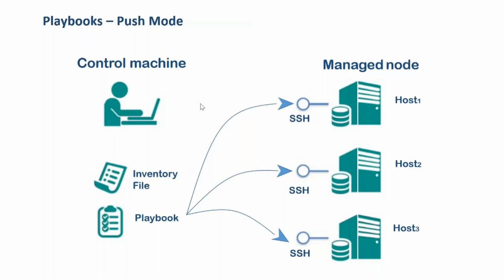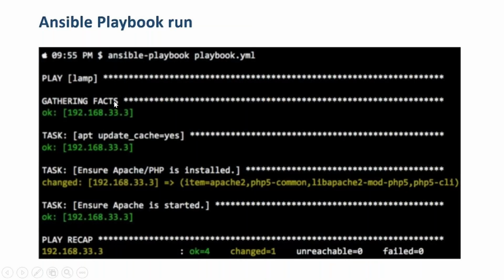And what is it doing? Gathering facts. It's saying gathering facts. What is it actually gathering? Okay, it will connect first. After connecting, what will it do? It will try to understand what OS has been installed on that machine, whether it has Amazon Linux OS or Ubuntu OS or Red Hat OS, or Windows OS. All those facts it will gather.